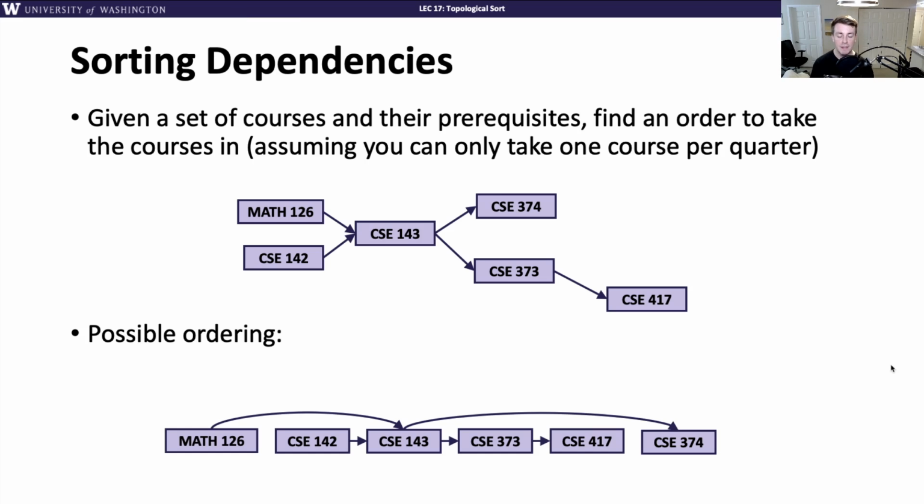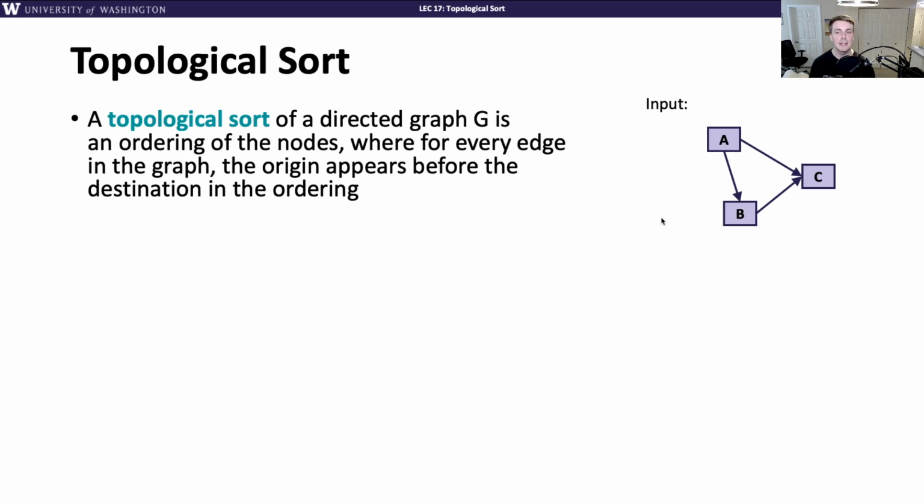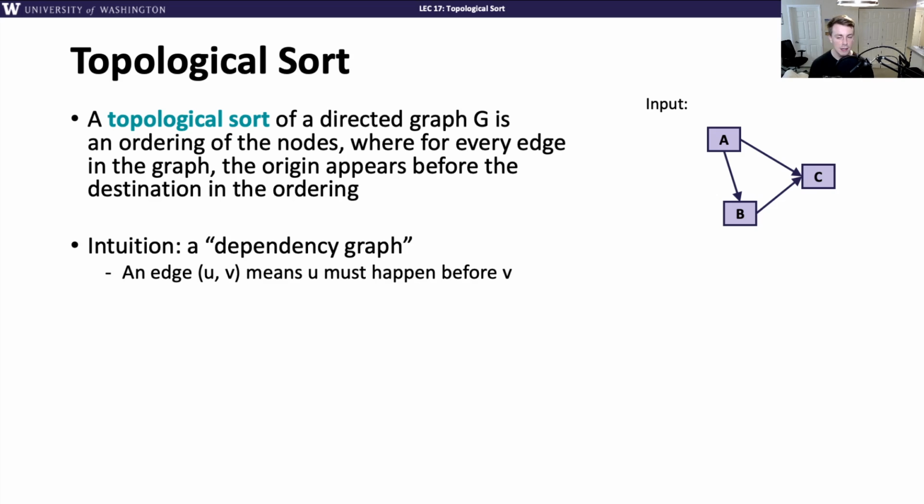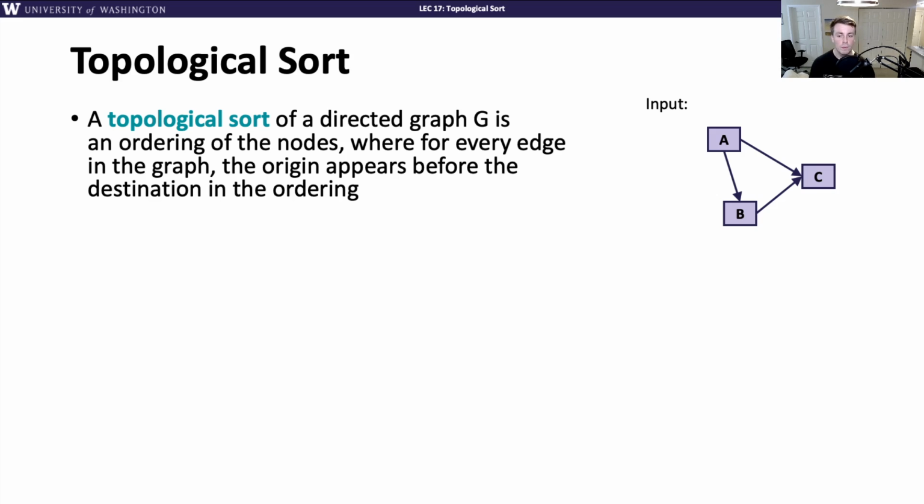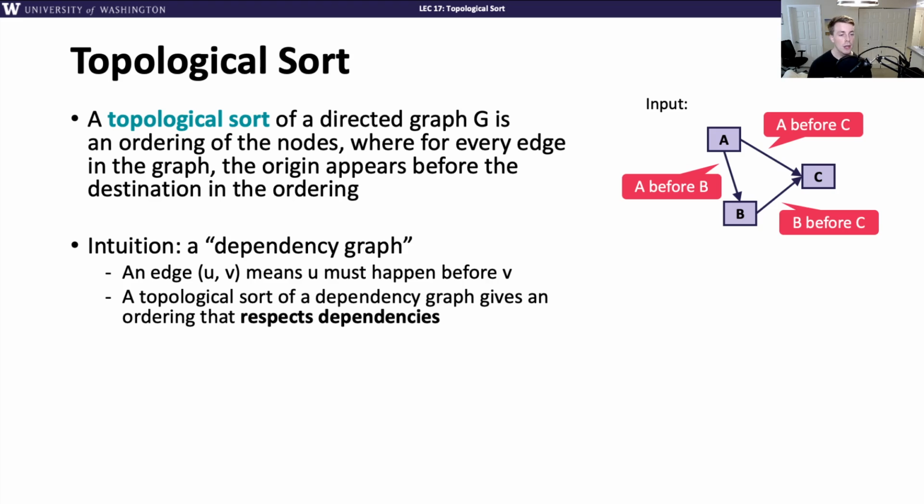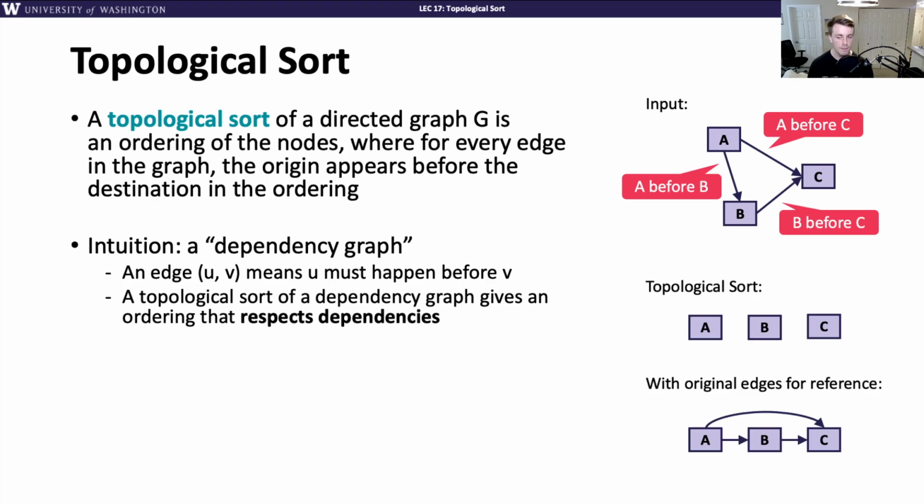Now, this problem of taking one of these dependency graphs and coming up with an ordering is called a topological sort, where we're trying to take this directed graph of dependencies and come up with an ordering that respects all of those dependencies. So the intuition here is this kind of dependency graph, where if there's an edge there, it means U must happen before V. And so any ordering here must satisfy all of these constraints.